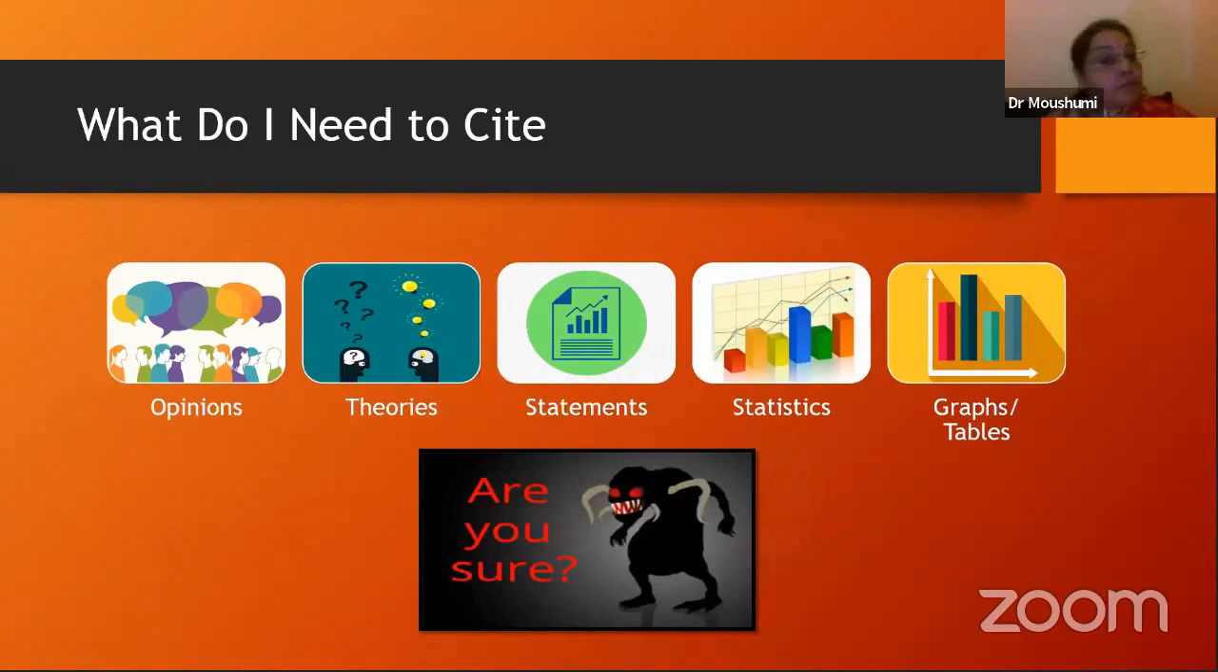I should cite somebody's opinions, theories which have been put forward by somebody else and I am using in my research, statements which have been said by somebody else and I am using in my research. Statistics, definitely I need to cite them. Graphs, tables, I definitely need to cite them. As I said before, when you are not sure what you are citing, it is just like a devil here, you need to cite them. So I think we are clear on why we need to cite, what ideas we do not need to cite, and what we actually need to cite.